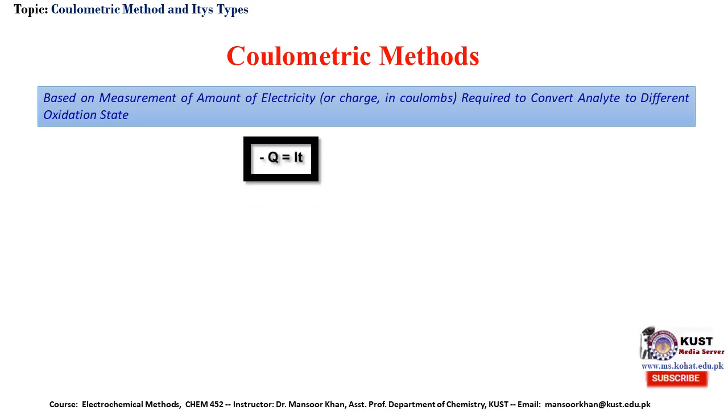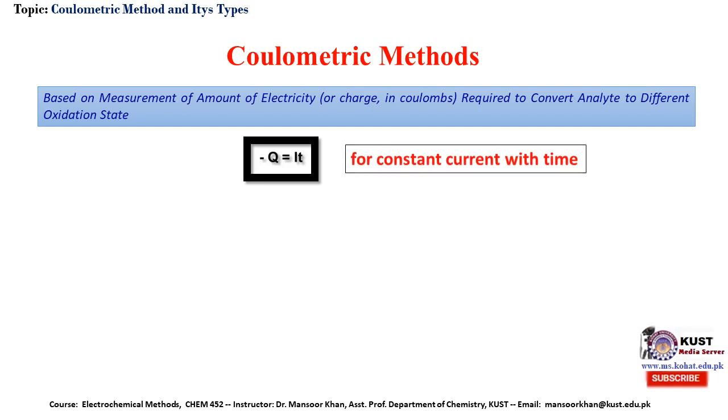This is the mathematical equation, which is Q equals I T. This equation is basically used. So charge, current and time are important in coulometric methods. Where Q is the charge required in coulombs, I is the current in amperes, and T is the time of the current in seconds. So this equation is basically the basis for the coulometric measurements.